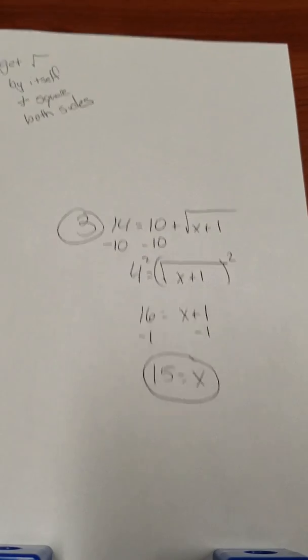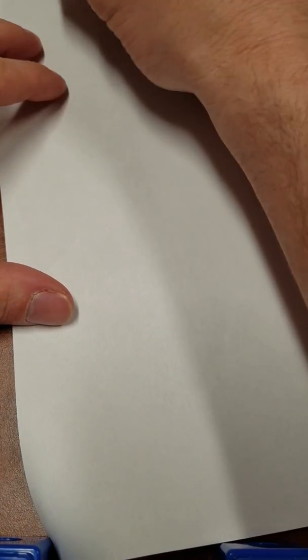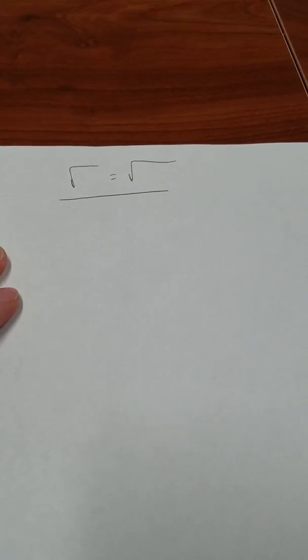Another type of problem is when we have a square root equals a square root. And there we go. It's not a video by Coach Powers unless your phone flips over. So there we go. Now we're official.